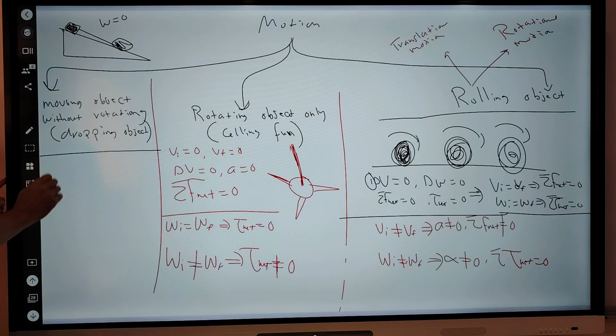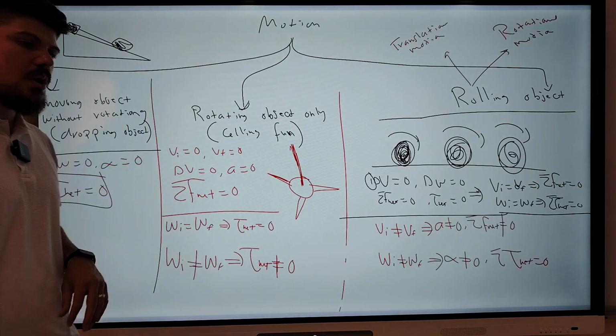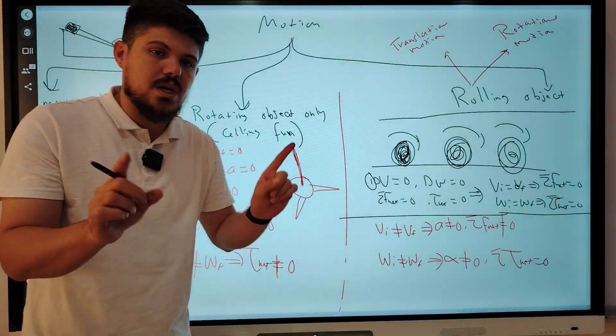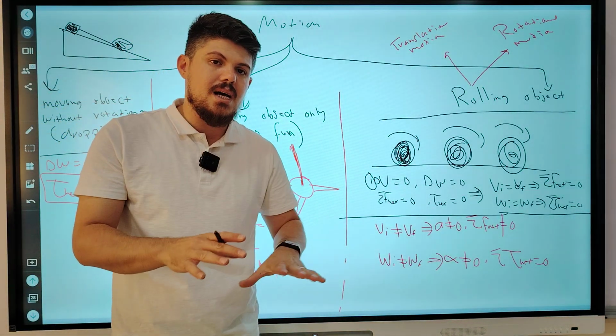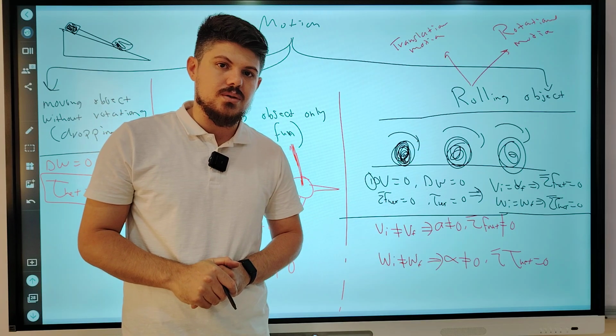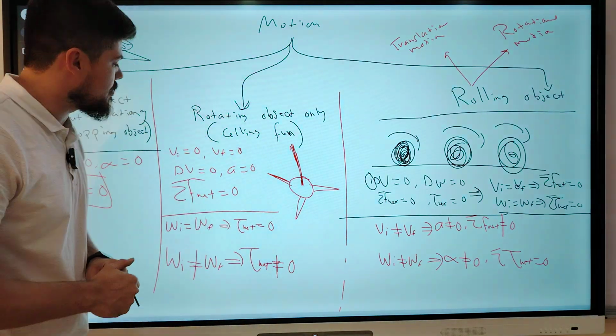For a moving object only, without rotating, the object's angular speed is equal to what? 0, or you can say delta omega 0 and alpha 0. Net torque is always equal to 0. For a dropping object or a moving object without rotation, can you say this object always has rotational equilibrium? Yes, of course. The object is in rotational equilibrium.